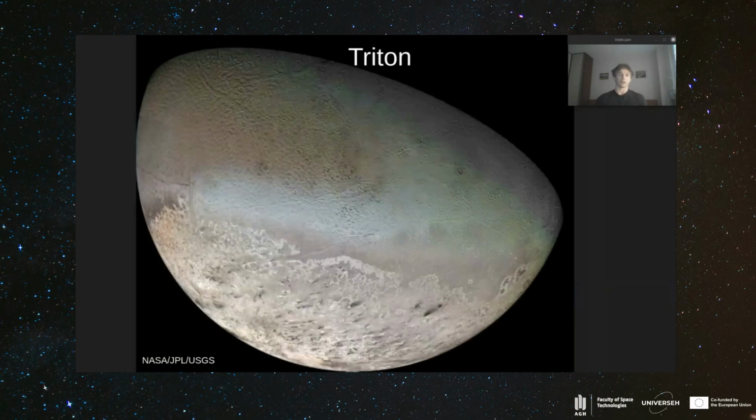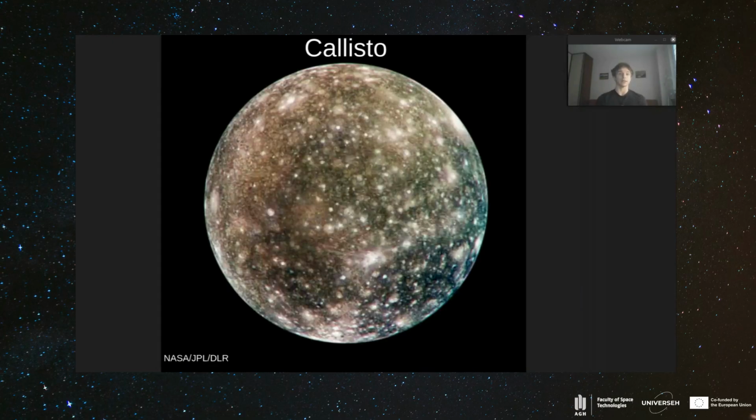Next one, we have Ganymede. Callisto, sorry. It's Callisto. It's the most cratered moon in our solar system. It's also, I think, the one that we least suspect of having subsurface oceans of these 6 moons.